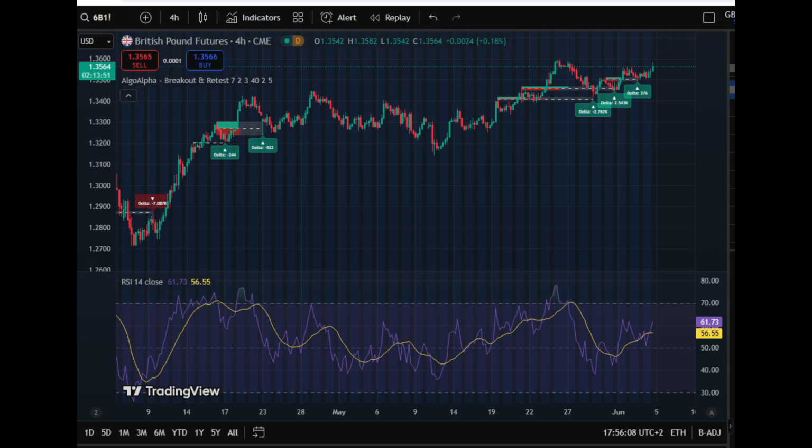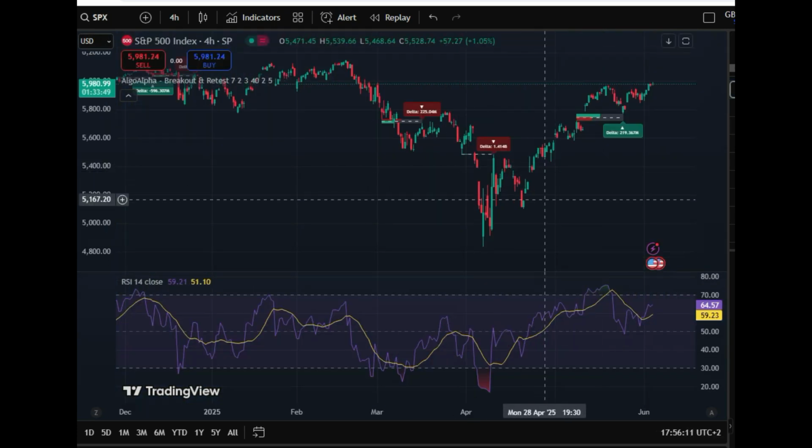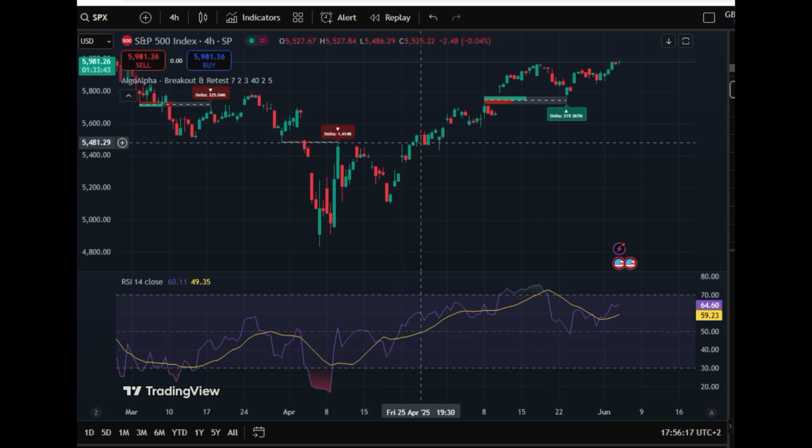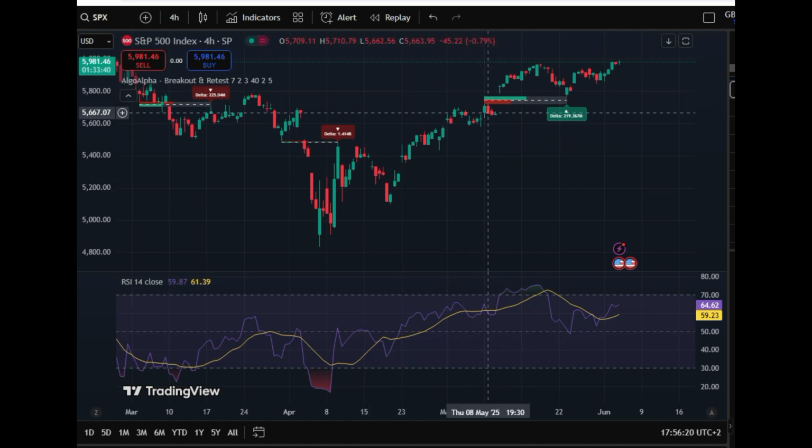Now we can go to different assets. I will go to the S&P 500. The same situation. We had a strong push upside here between two days, May 8 and May 9. We have the gap.